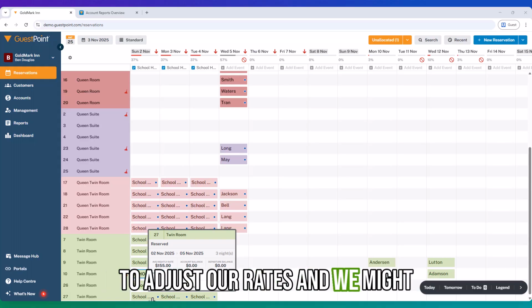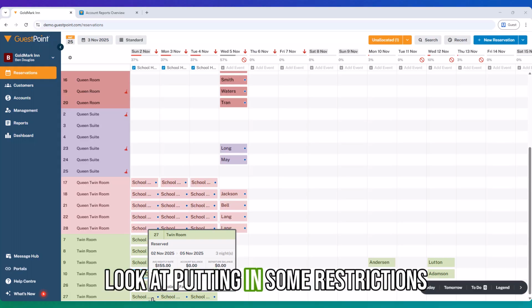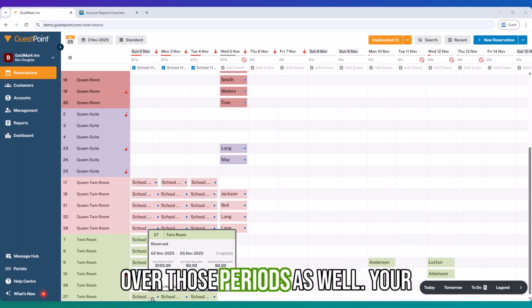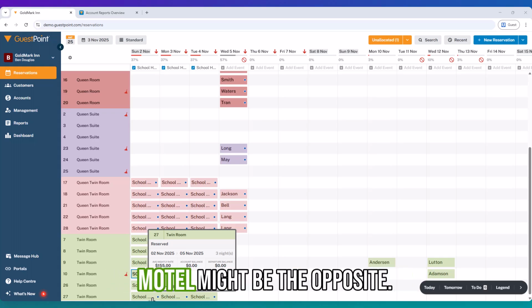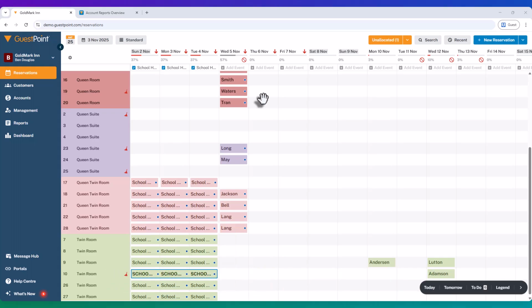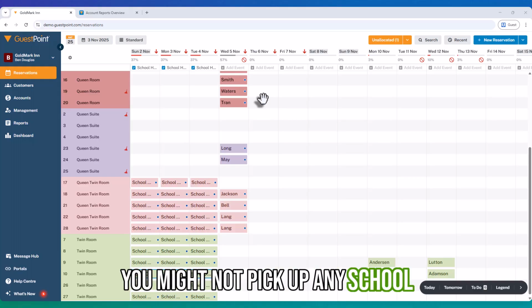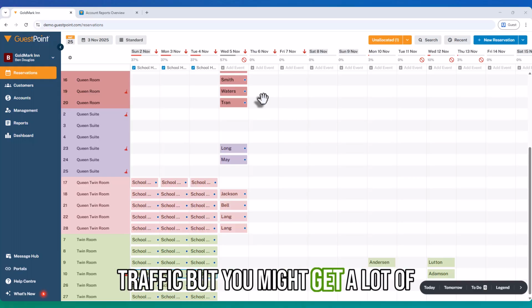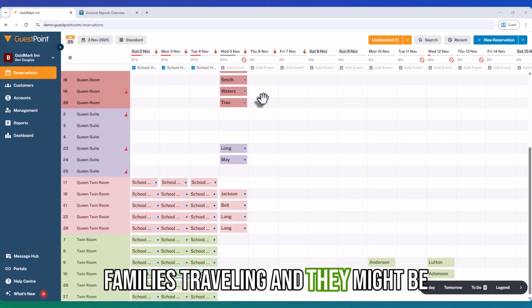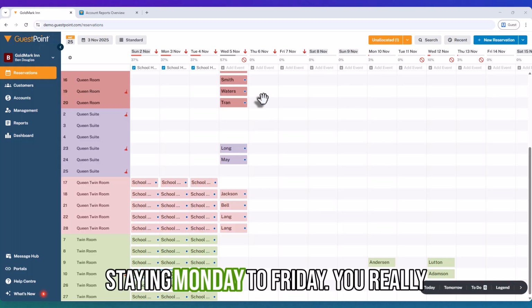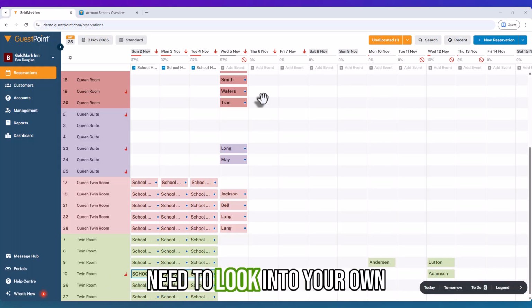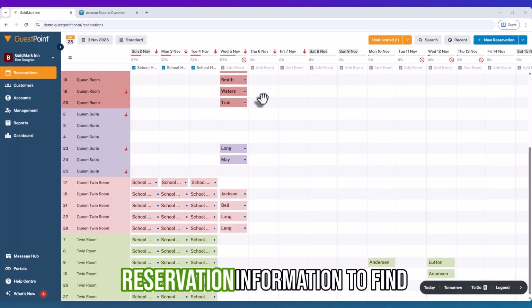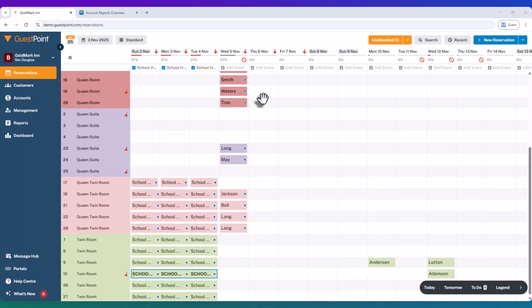So we want to adjust our rates and we might look at putting in some restrictions over those periods as well. Your motel might be the opposite. You might not pick up any school traffic, but you might get a lot of families traveling, and they might be staying Monday to Friday. You really need to look into your own reservation information to find your own patterns.